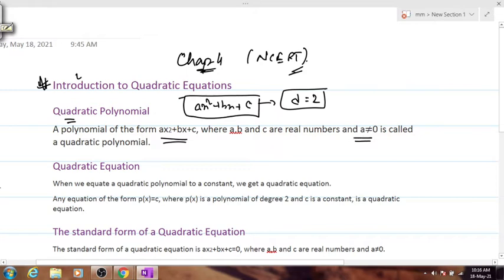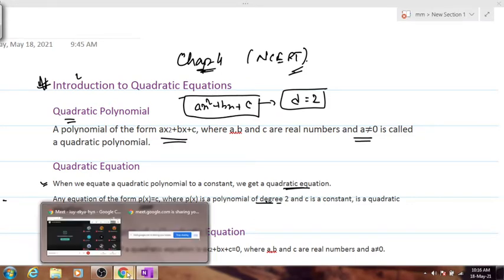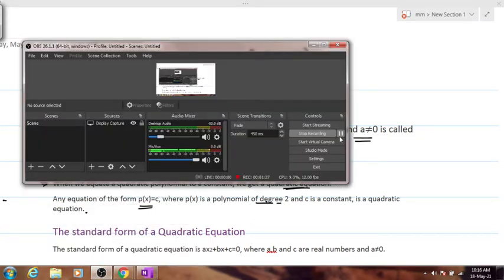Now the second thing says that when we equate the polynomial to a constant, we get a quadratic equation, like p of x is equal to c, or the constant can be 0 also. Clear? Kindly copy it till this much. I hope people have understood the basic quadratic equation concept and quadratic polynomial concept. I'm pausing the video for you all to copy it down.